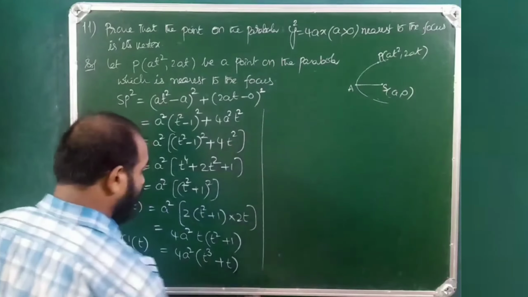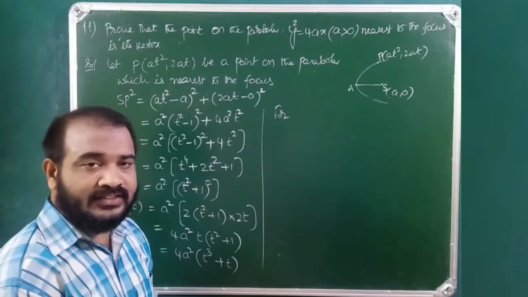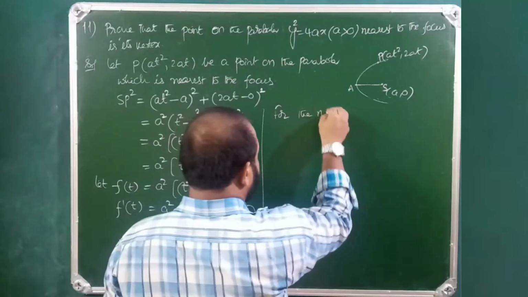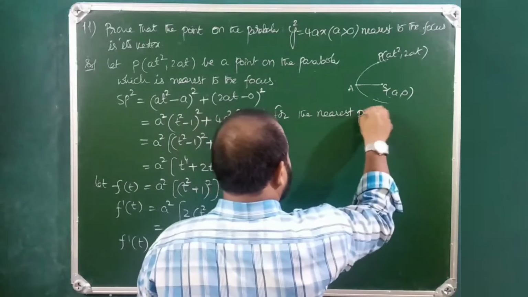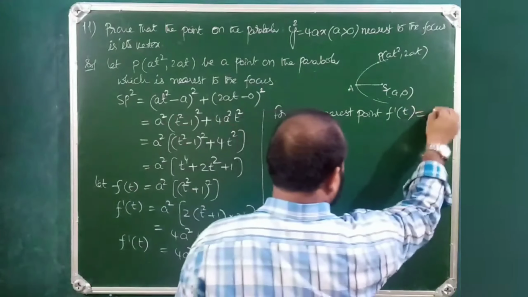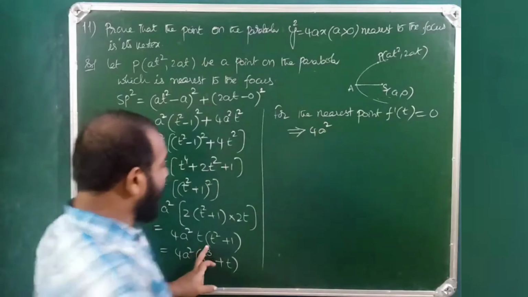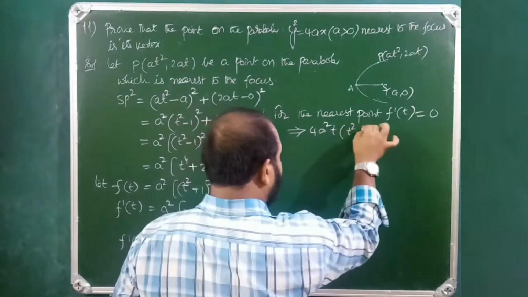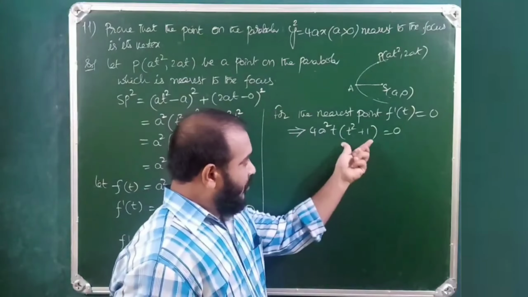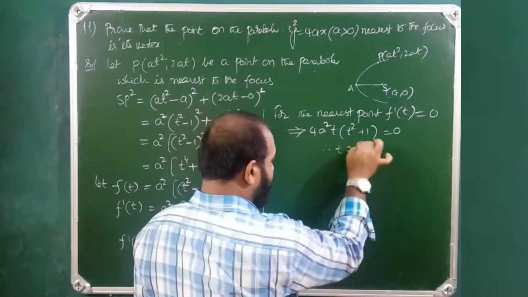So now for maxima or minima, farthest or nearest, for the nearest point f dash t should be equals to 0. That means 4a square into t into t square plus 1 is equals to 0. From this, 4a square into t square plus 1 equals 0 or t equals 0. Therefore, we get here t equals 0.